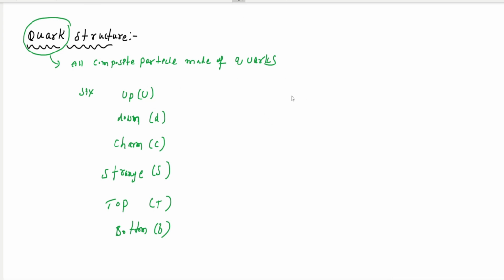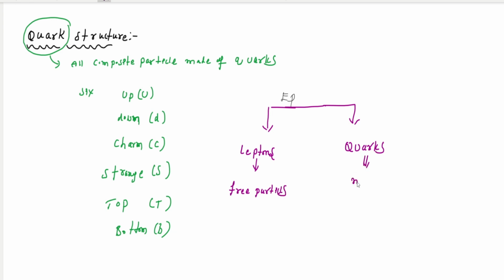The elementary particles are classified into two categories, one is leptons, another one is baryons, quarks. Okay, so we know already leptons are free particles, quarks are not free particles. This is very, very important. So these quarks are not available in terms of free particles. These are available in terms of groups. Okay.